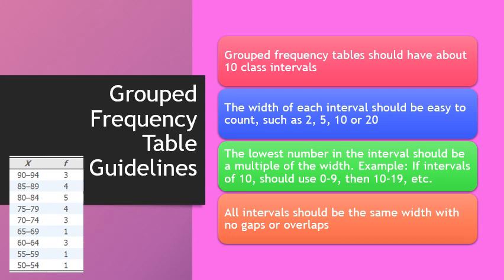The lowest number in the interval should be a multiple of the width. For example, if the width is 10, then you should use 0 to 9 as one interval, and then 10 to 19 as another interval. The one I posted here has a width of 5, and notice that you can count by fives for the first number of the interval, which is called the lower number, the bottom number of the interval. All intervals should be the same width with no gaps or overlaps in the numbers.